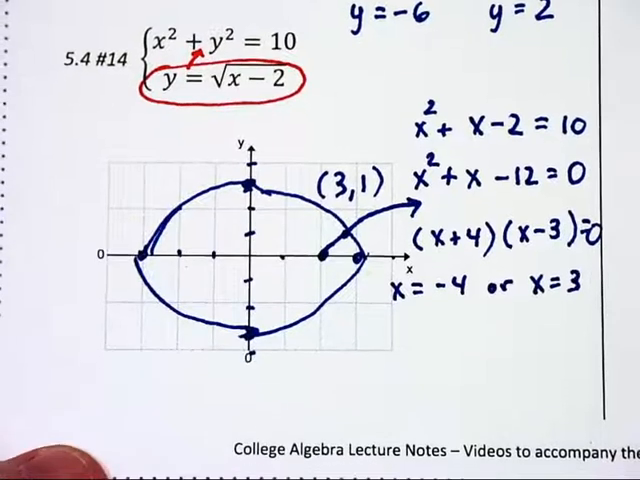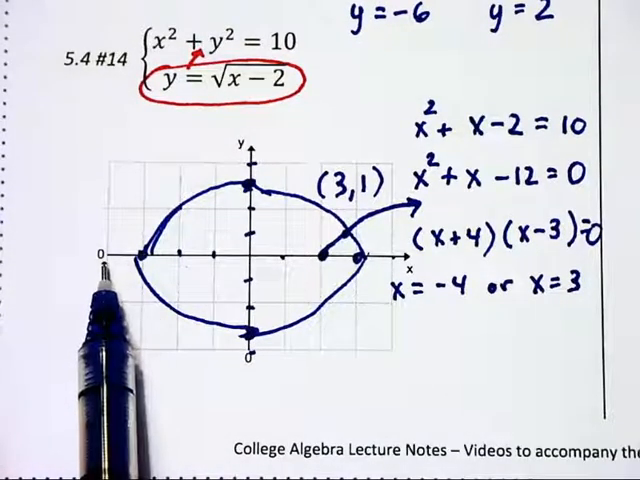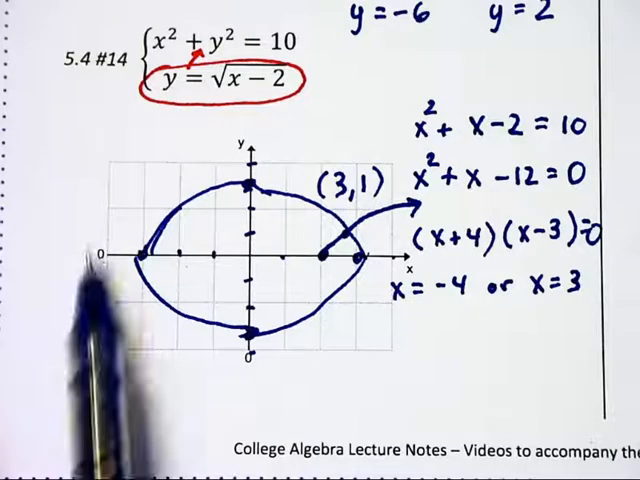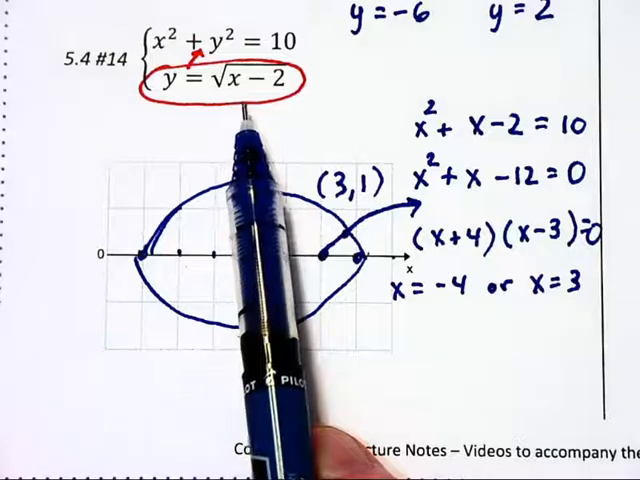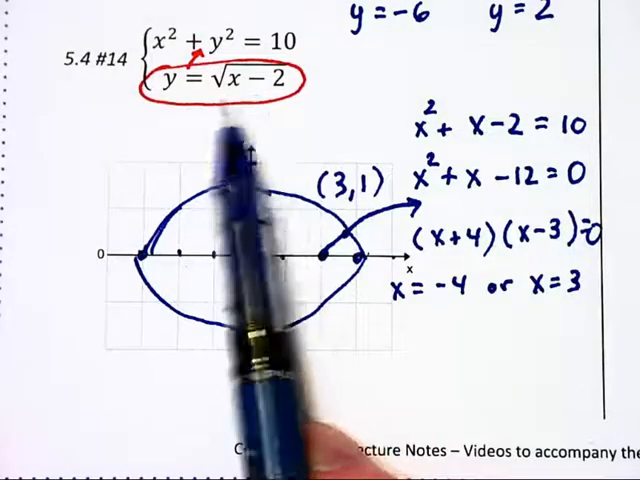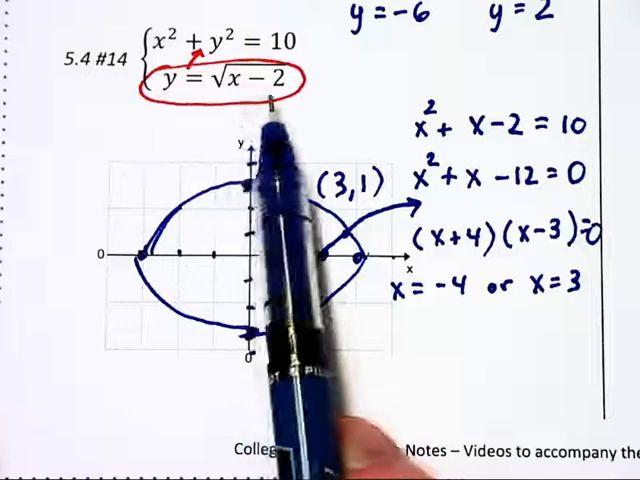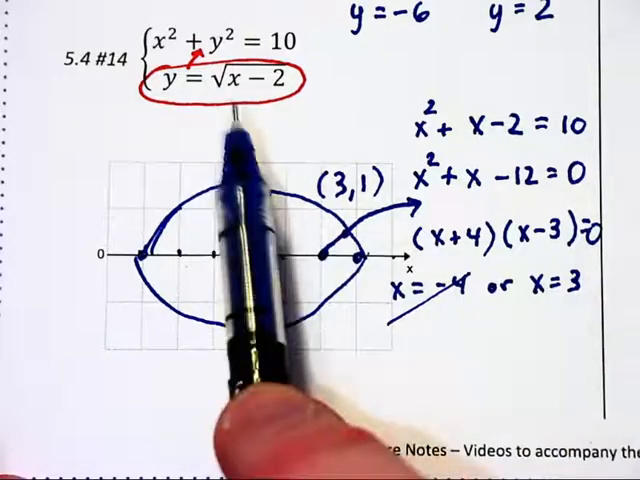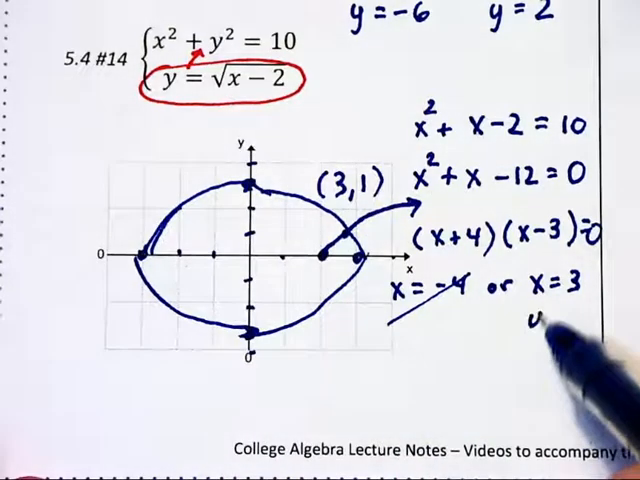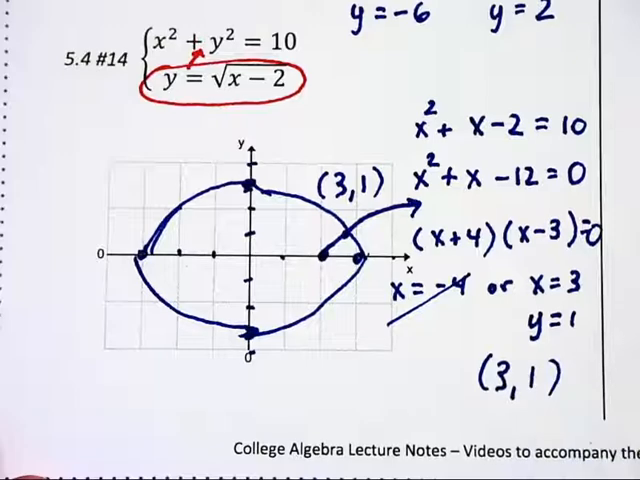Now we can see just from inspection that x equals negative 4 is not going to give us a solution, but also if algebraically we go to substitute that into the other equation, it's not in the domain. Negative 4 minus 2 is negative 6. You can't have the square root of negative 6. So that gets crossed off. We take our 3, substitute it in, and find out that y equals 1. And so there is our point 3, 1 found algebraically.